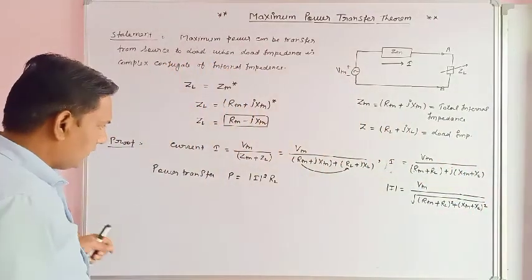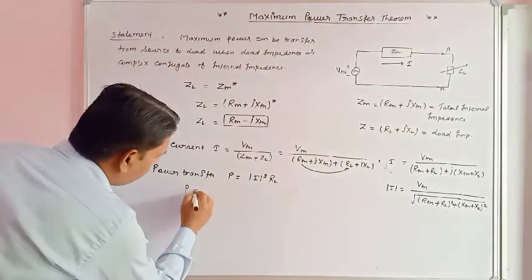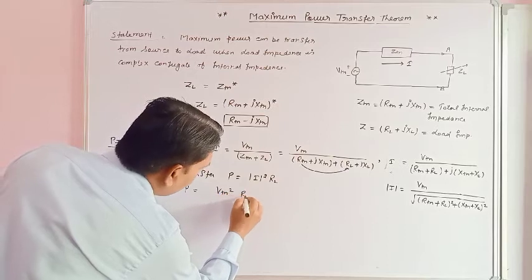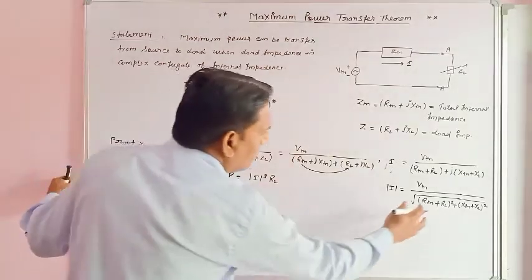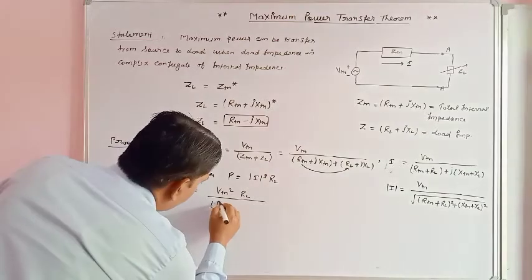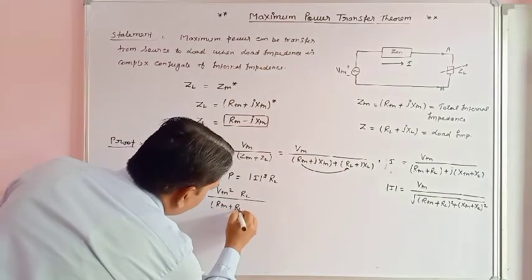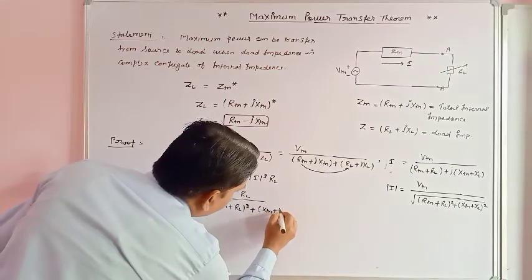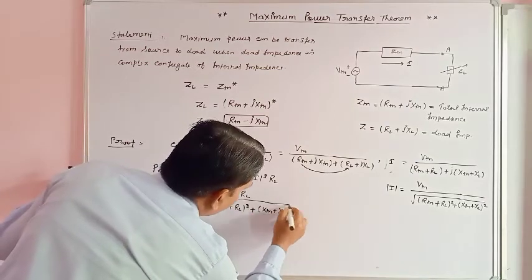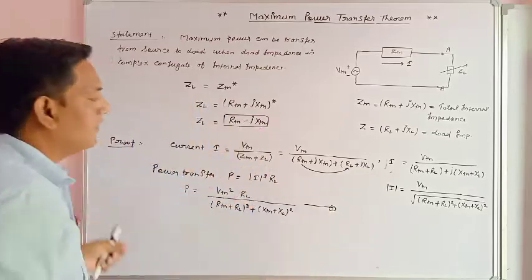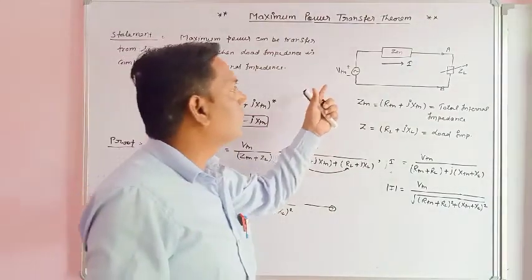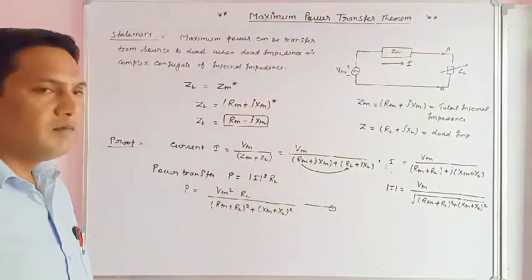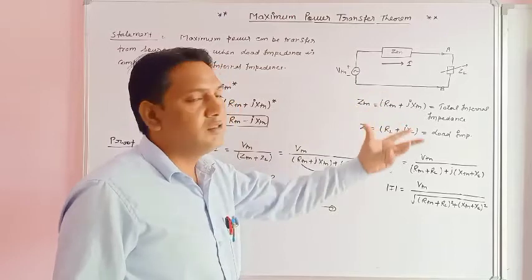So the power transfer P is equal to VTH square RL upon RTH plus RL to the whole square plus XTH plus XL to the whole square. This is the amount of power that we are transferring from this source to this load. Now, this is the general amount of power. We have to calculate the maximum amount of power.